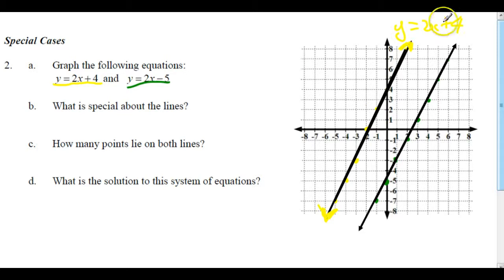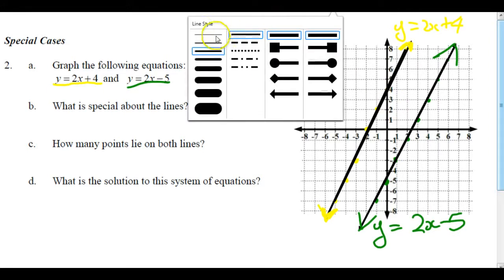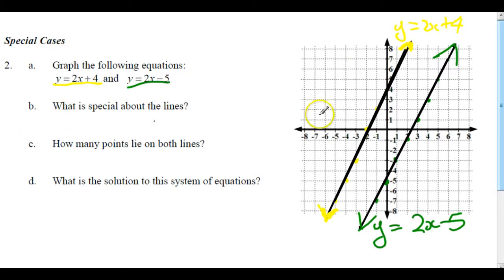Back to green. Arrows, green arrow, and label the line. Let's do that down here. y equals 2x minus 5. So there are our two lines. And what's special about these lines? They're parallel. They are parallel.